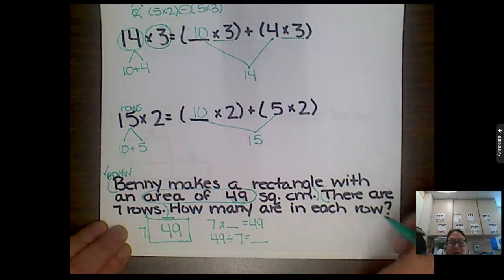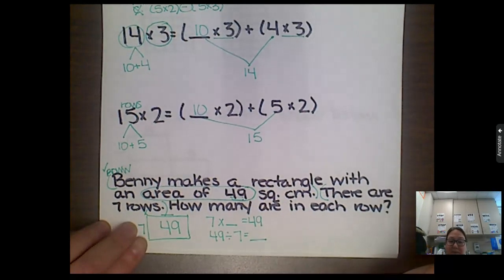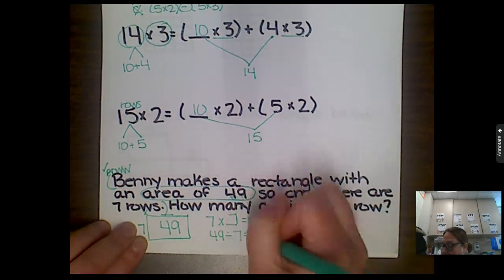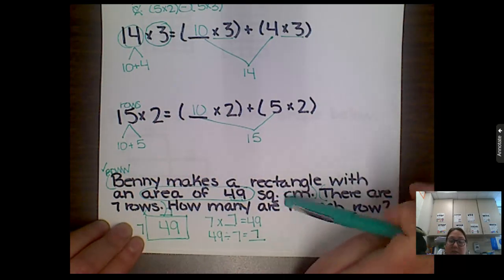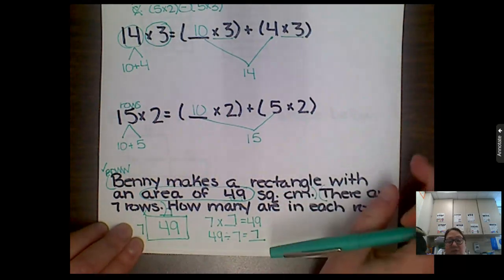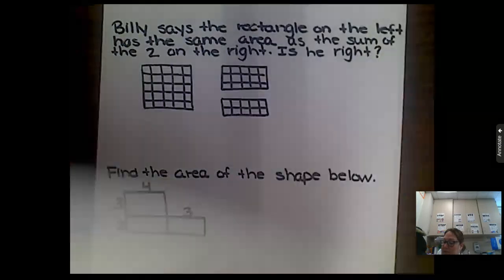Go ahead and pause your video and solve that for me, okay? What'd you get? 7. So that missing side length there is 7. So how many are in each row would be 7, okay? If we have a multiple choice question like this, which it is, you don't need to write a sentence. You would just circle your answer, okay? Good. Just a few more.